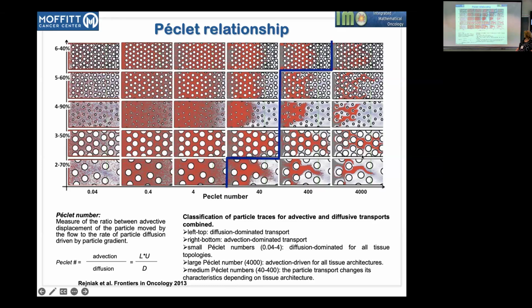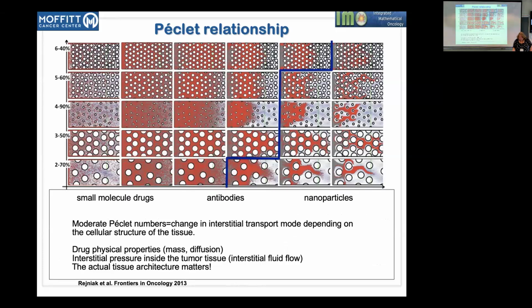The molecules only follow those corridors of the fluid. But in the middle, there is kind of a jump. There are some that look more like the diffusion dominated, but there are some below this blue line that show more of those fingers or corridors. And we put here the Péclet number, which is the ratio of advection to diffusion. So for small Péclet numbers, we have diffusion dominated. For large, we have advection dominated. And there is a region that actually depends on tissue architecture, right?